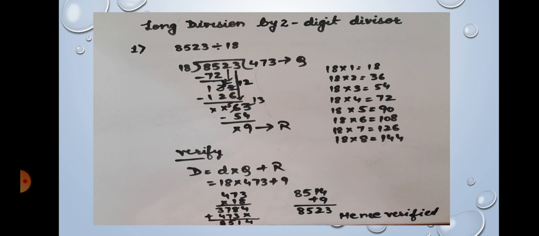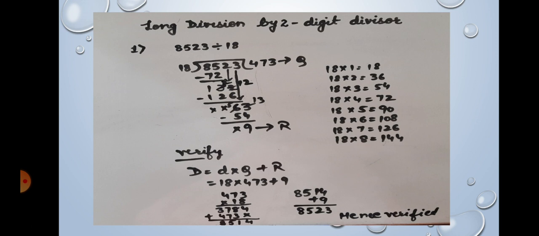Again we are going to place 3 along with the digit 6, so we will get 63. Now see again in the table of 18, the number which is less than or equal to 63 is 54. So 18 threes are 54. So 3 we will place in the quotient and we will write 54 below 63. After that we are going to subtract 54 from 63. On subtracting this we are going to get 9. So 9 is the remainder and 473 is the quotient.